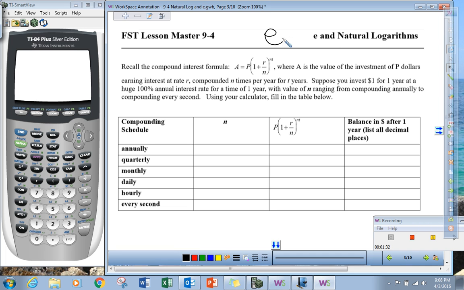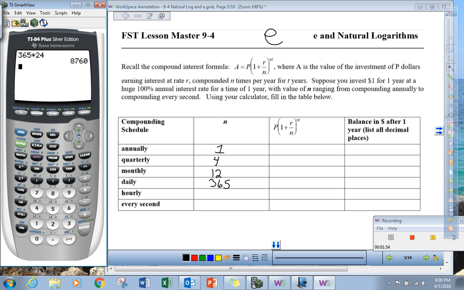Here's what I'm going to do. Under compoundings, I'm going to assume that we compound something annually, quarterly, monthly, daily, hourly. So what I did, guys, the number of days, 365 times the number of hours. So let's go 365 times 24 hours in a day. So let's go 8,760 hours in a year.